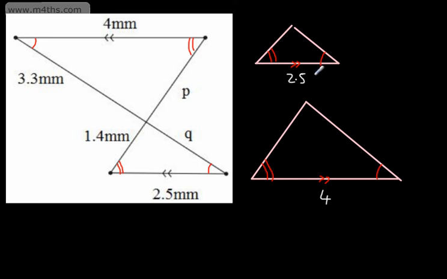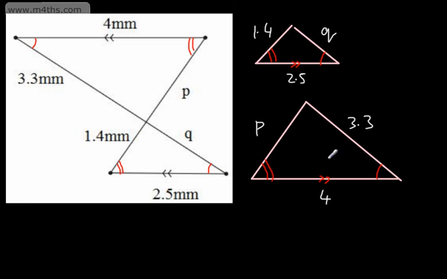Now, let's look at what we've got with this one. With the smaller one, we've got Q, we've got 1.4. So all we've got to do is match this up. With the Q, we will get now the 3.3 on this one. Just turning it around, the Q will go with the 3.3 and the P will go with the 1.4. So P over 4 is 1.4 over 2.5. Q over 2.5 is 3.3 over 4. Q over 3.3 is 2.5 over 4.